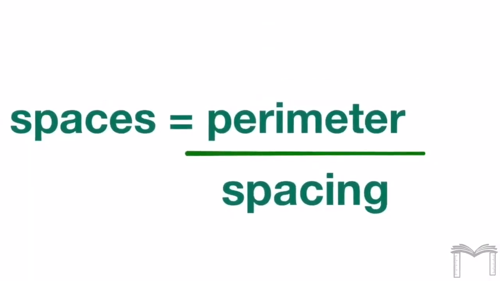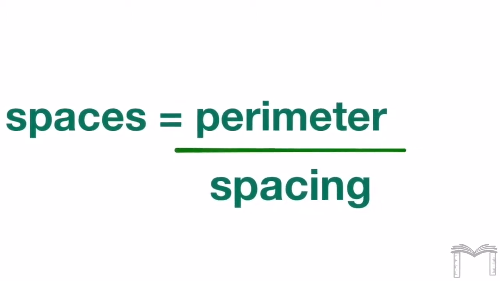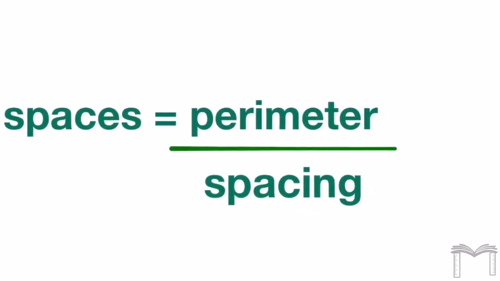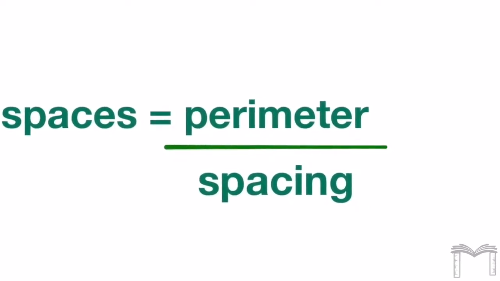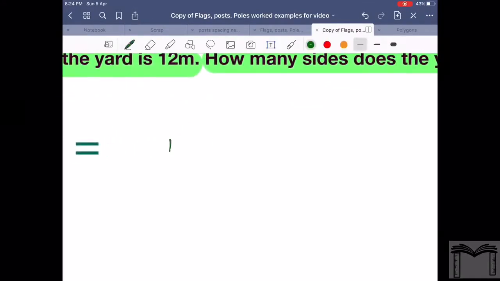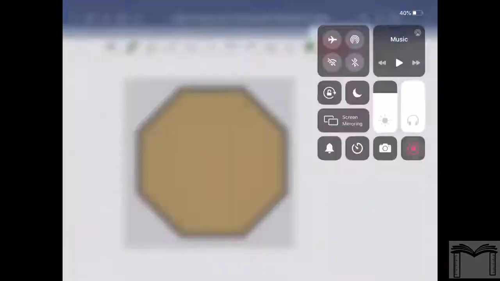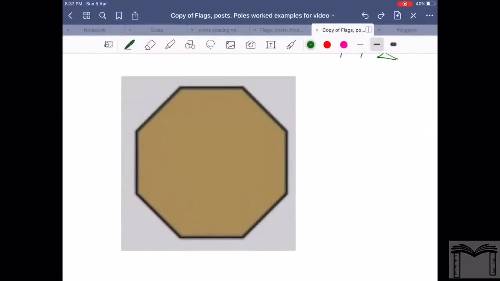The number of spaces is equal to the perimeter, which was given to be 96 meters, divided by the spacing, which is given to be 12 meters. So the spaces, or the number of sides, is equal to 96 divided by 12. 12 into 12, 1. 12 into 96 is equal to 8. So that's 8 sides. So an 8-sided polygon is called an octagon.